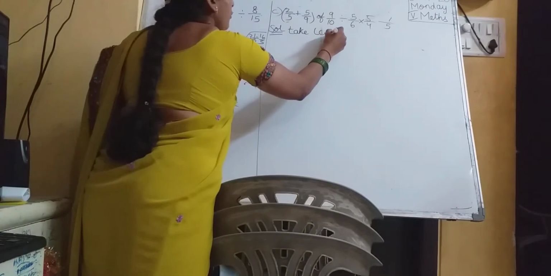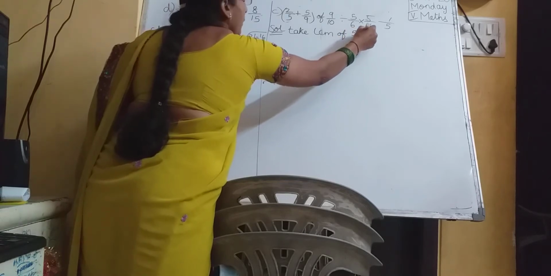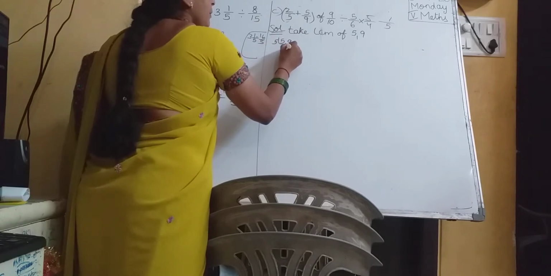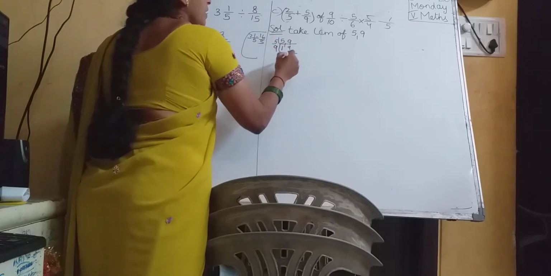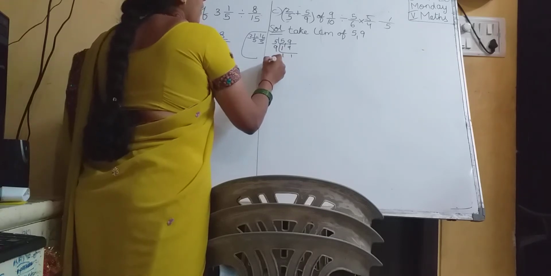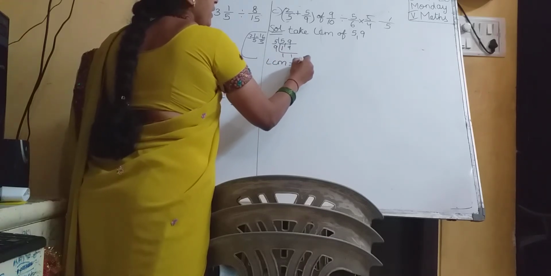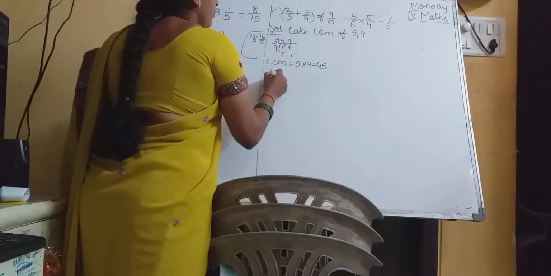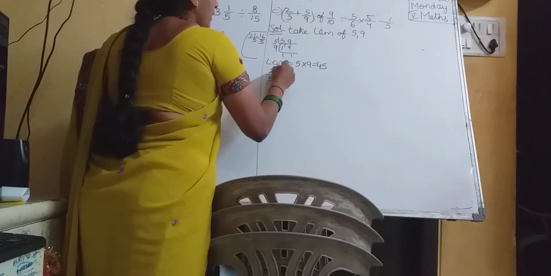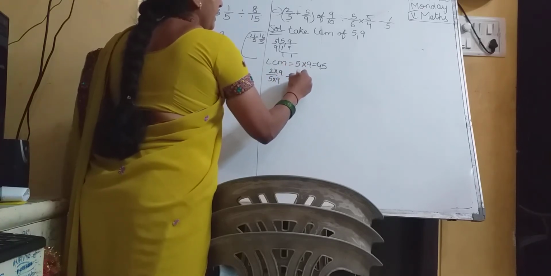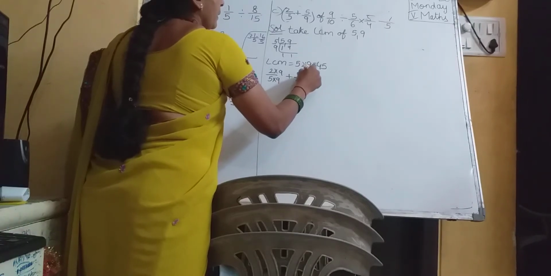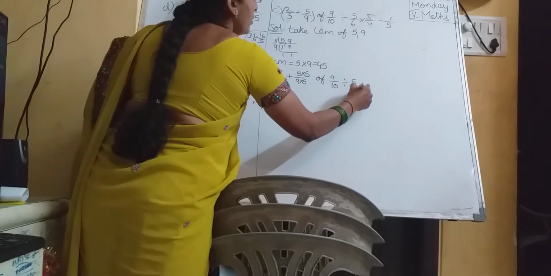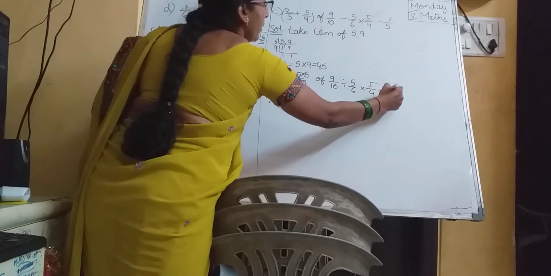Take LCM of 5, 9. Okay, LCM of 5 and 9. 5 ones are 5, 9 does not come in the 5 table, so 9 ones are 9. LCM is equal to 5 into 9, that is equal to 45. Now 2/5 into 9, plus 5/9 into 5, of 9/10 divided by 5/6 into 5/4 minus 1/5.